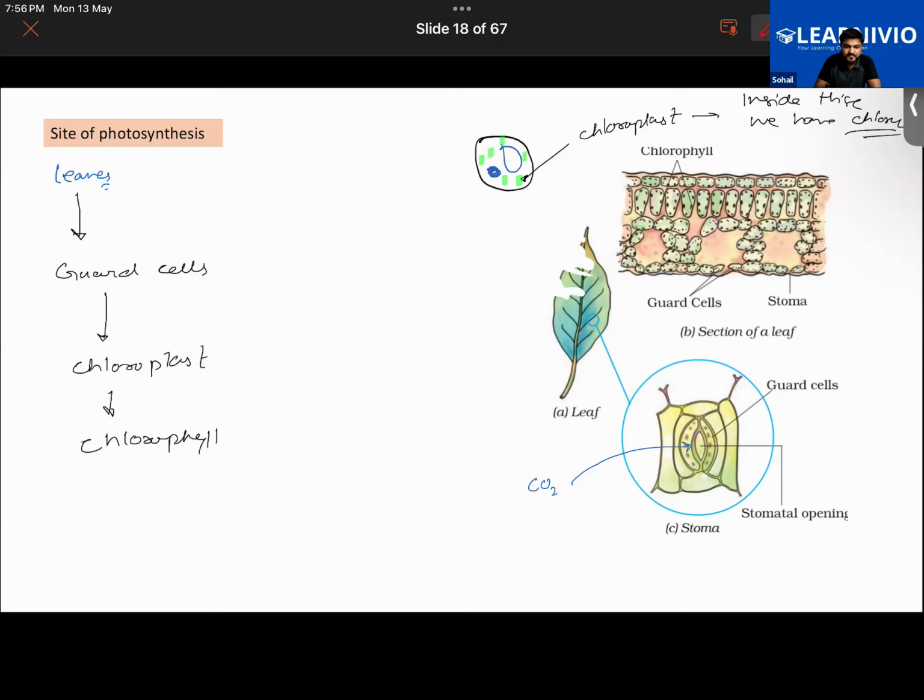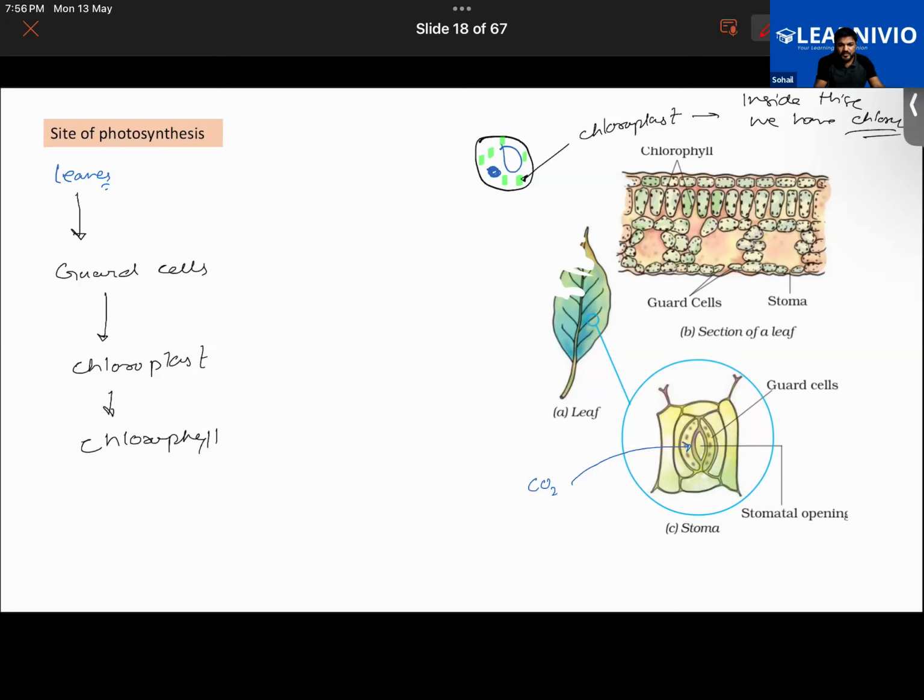Not in the form of rhizobium, it is taken in the form of nitrates and nitrites. Rhizobium helps in fixing, converting atmospheric nitrogen into nitrates and nitrites. And stomata also help in the process of transpiration.